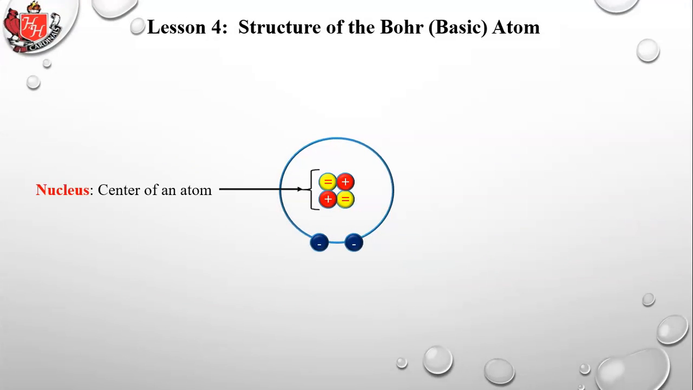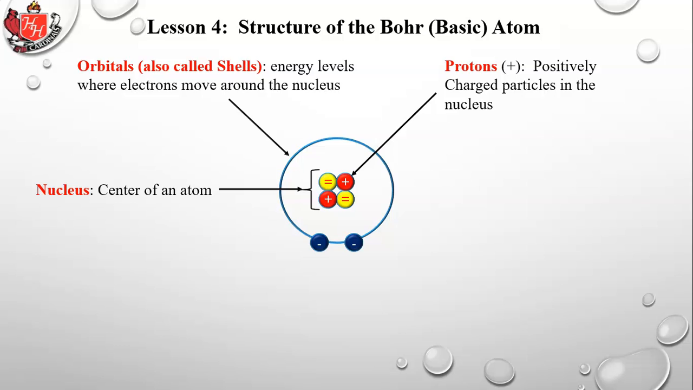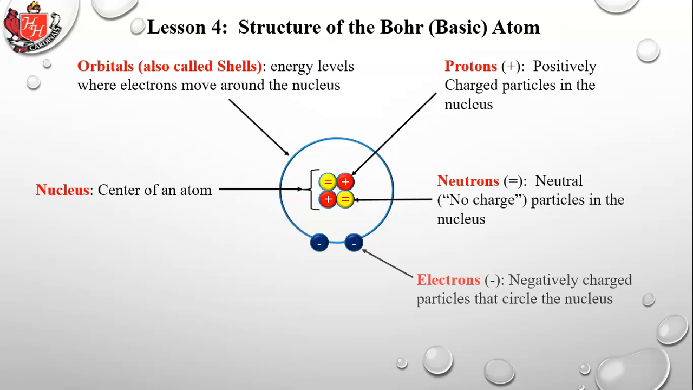So let's look at the basic anatomy of an atom, what it's made up of. There's a center called the nucleus. That's the center of the atom. Orbitals, also called shells, are energy levels where electrons move around the nucleus. Now inside the nucleus you have protons. Those are the positively charged particles. And neutrons. Those are the neutral or no charge particles. And then flying around the outside of the nucleus are electrons. Those are the negatively charged particles that circle the nucleus.